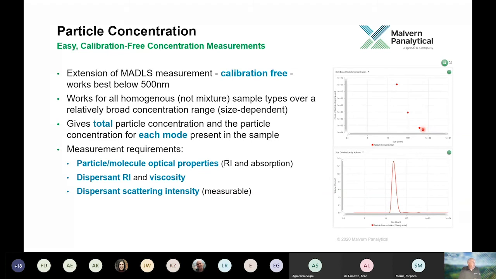And also the dispersant scattering intensity. Well, that's measurable. So what do I mean by that? If I've got particles in a particular dispersant, we need to measure the intensity of the scattering from the dispersant, because what we need to then know is what excess scattering those particles are producing.